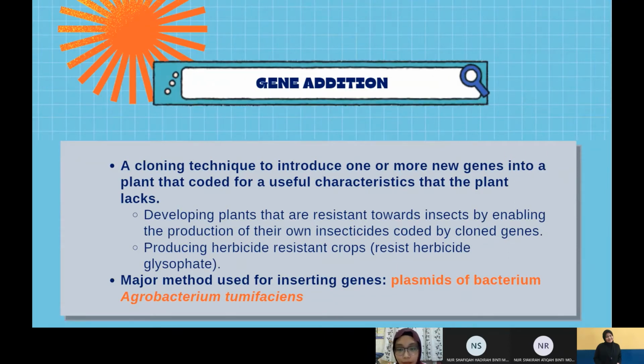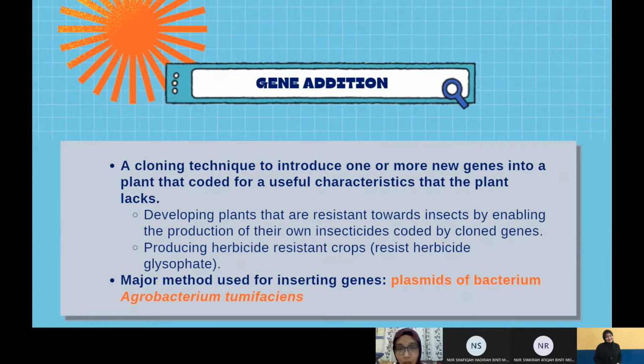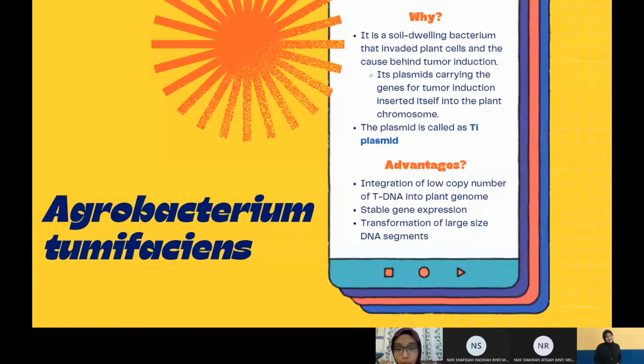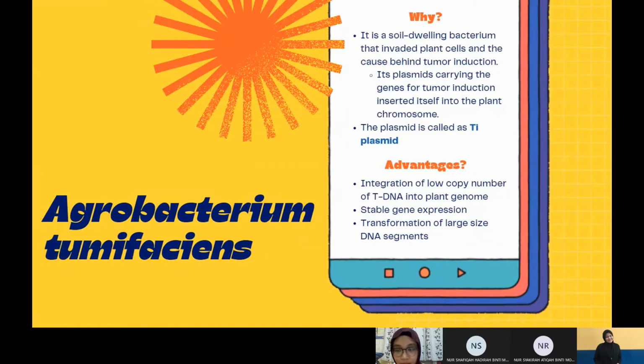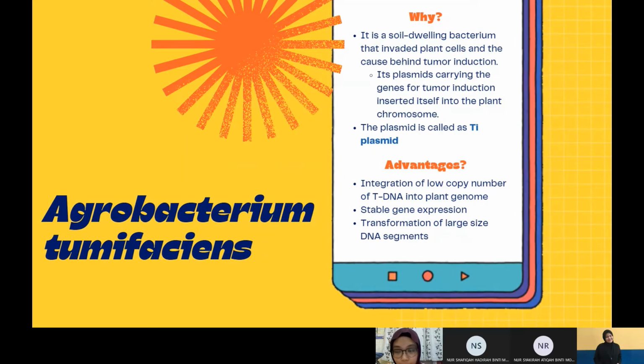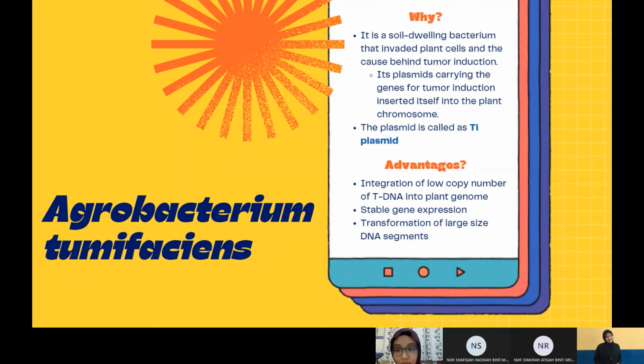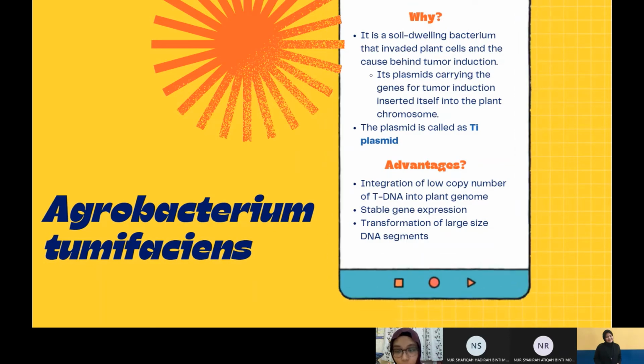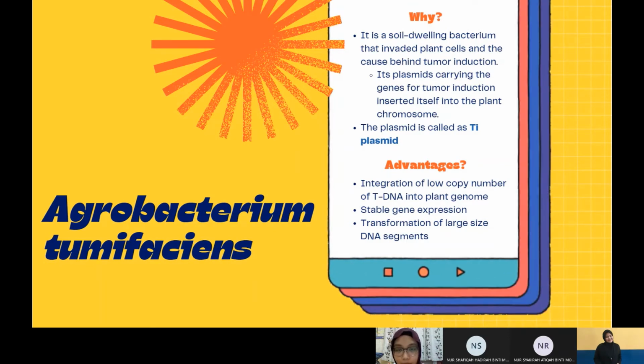The major method used for inserting genes into the plant genome is by using the plasmids of the bacterium Agrobacterium tumefaciens. So why do we use Agrobacterium tumefaciens? It is a soil-dwelling bacterium that invades plant cells and is the cause behind tumor induction. Its plasmids carry the genes for tumor induction and insert themselves into the plant chromosome. Thus, the plasmid is called the Ti plasmid.